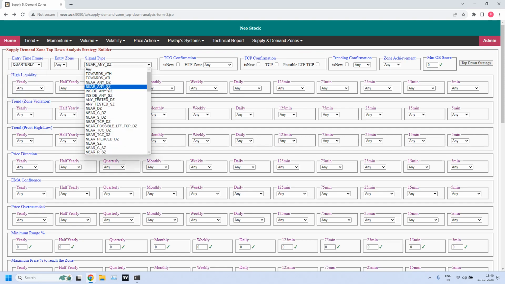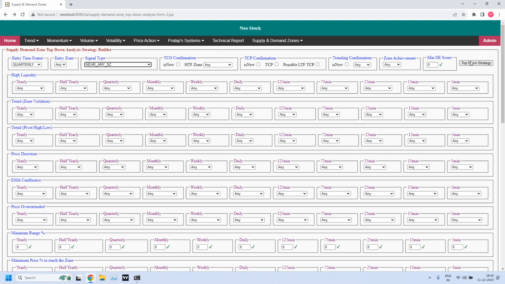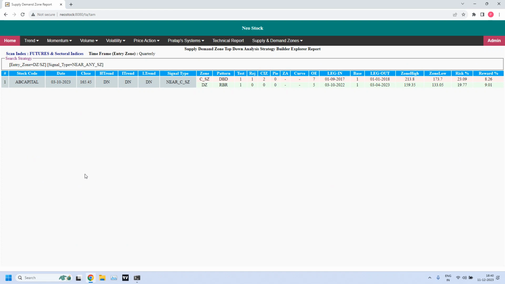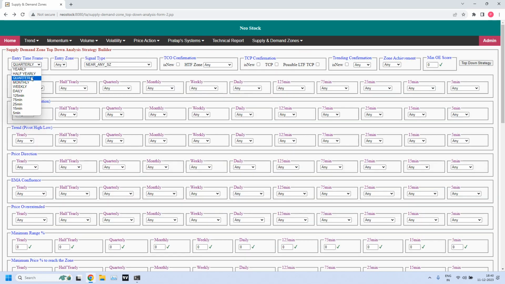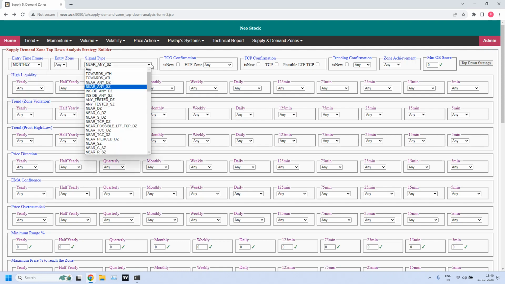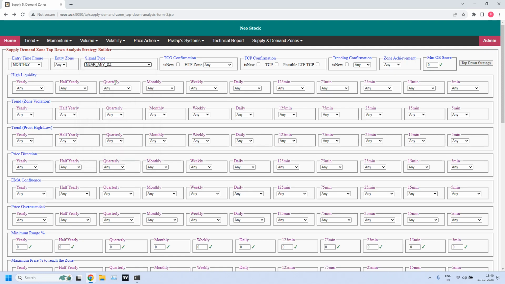Let us find the stocks near quarterly supply zone. And this one stock is near quarterly supply zone. Let's go back. Now let us generate for monthly time frame. Entry time frame is monthly. Let us find the stocks near monthly demand zone.